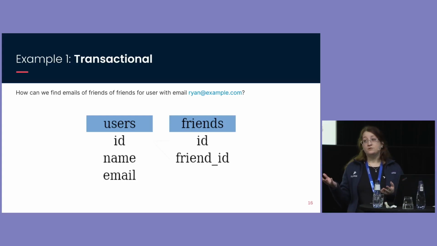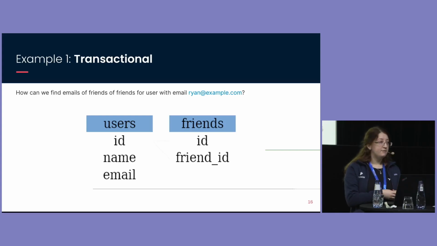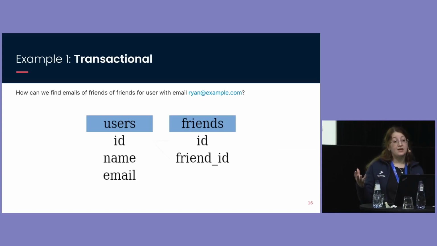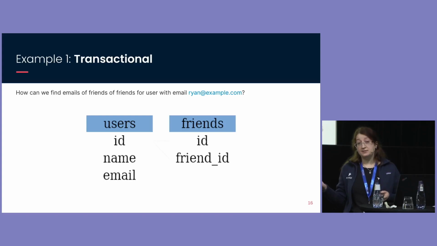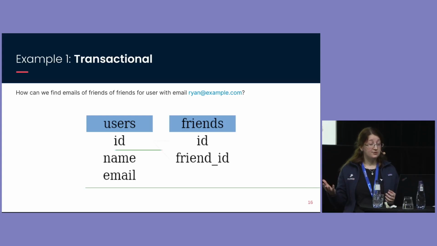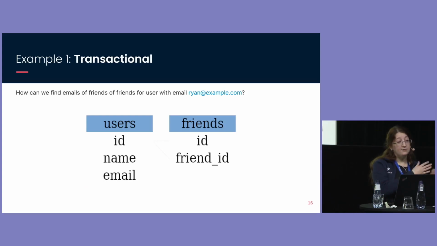And now, because we would like people in our network to connect more and more, we would like to send them an email to find more connections on our platform. And for that, to not just send to random people, we would like to find friends of friends. So the task that we are trying to solve is to find emails of friends for one particular user. Let's say that his email is ryan@example.com.